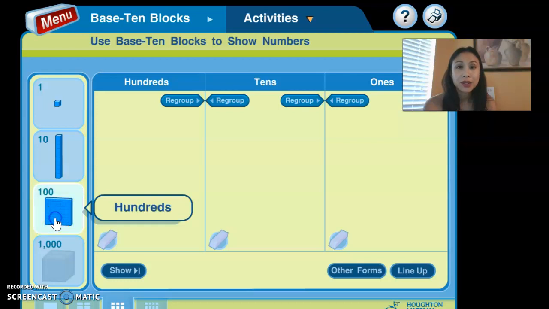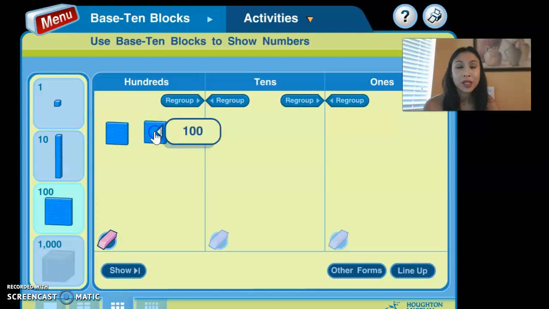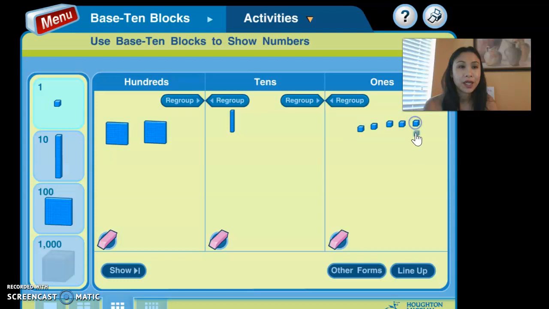If you decompose the number 217, there are 2 hundreds, 1 ten, and 7 ones. 3, 4, 5, 6, 7. Okay, so since we are going to take away base 10 blocks, we are not going to add any more on. So let's see how we're going to take away. We are going to take 217, and from that, we're going to take away 39.